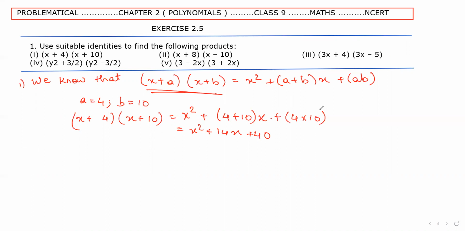So, second question. x plus 8 into x minus 10. Again, you'll use the same identity. This one. Let's say it's 1. Now, ideally, you're supposed to rewrite the identity, but I am not doing so. I'm directly solving it. So, a is equals to 8.